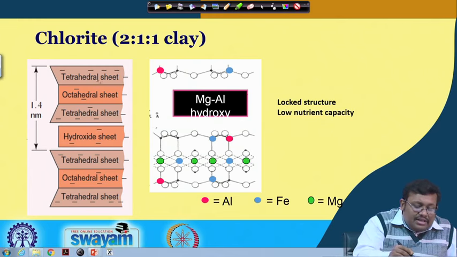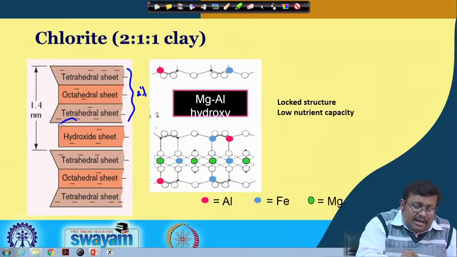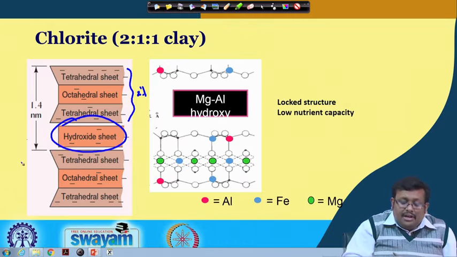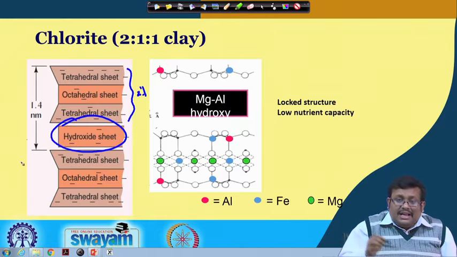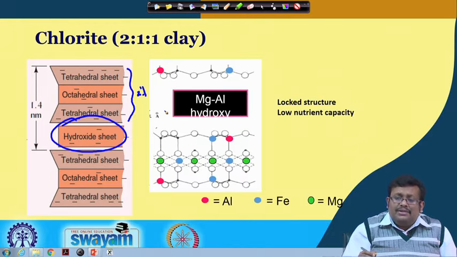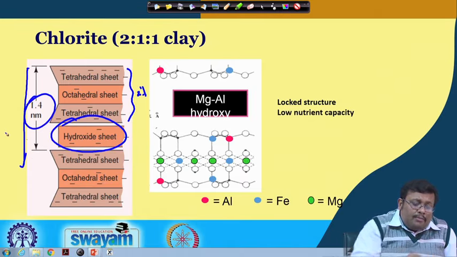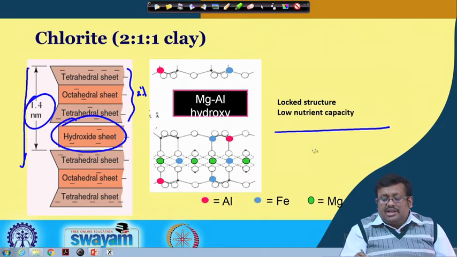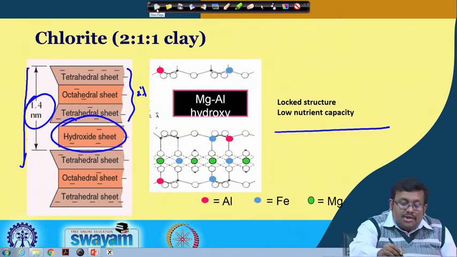You can see they are almost similar to the 2:1 type of mineral. However, in the interlayer space there is a hydroxide sheet. Based on the dominance of the cations of the hydroxide, they are named differently, either magnesium hydroxide or aluminum hydroxide. The interlayer or d-axis spacing is 1.4 nanometer, and as a result of the presence of this hydroxide sheet, they are locked structures and they have low nutrient capacity.